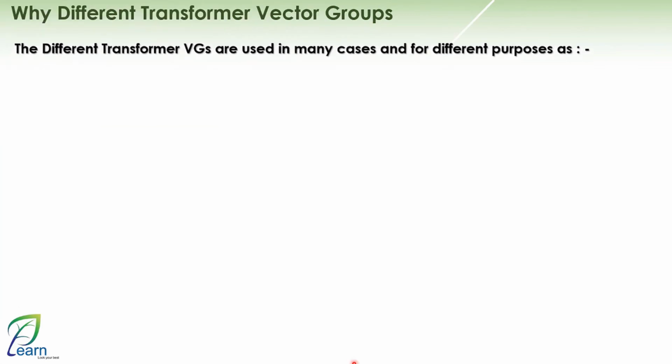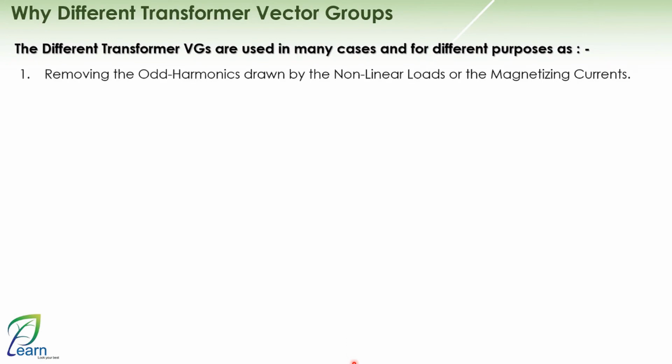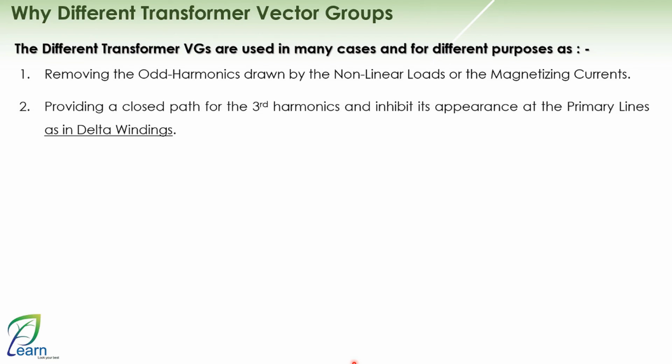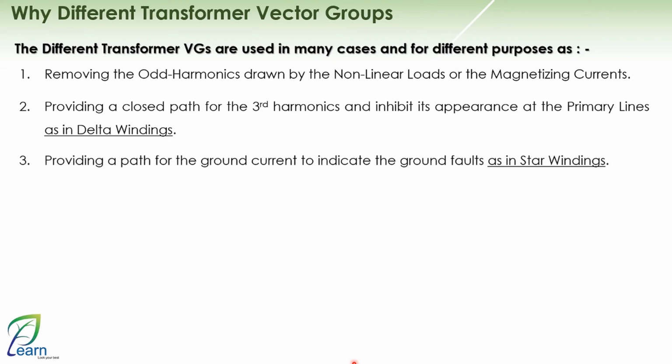The second thing is that I need the different vector groups in transformers for several reasons. Number one, they help eliminate the triplen harmonics. Number two, they help provide a closed path for the harmonics and prevent their appearance on the network, and I can achieve this when the transformer is connected in a delta form. And also, it can provide a path for the fault current to the ground, and I can achieve this when I connect the transformer in a star form, and this star has a neutral, and this neutral is grounded.